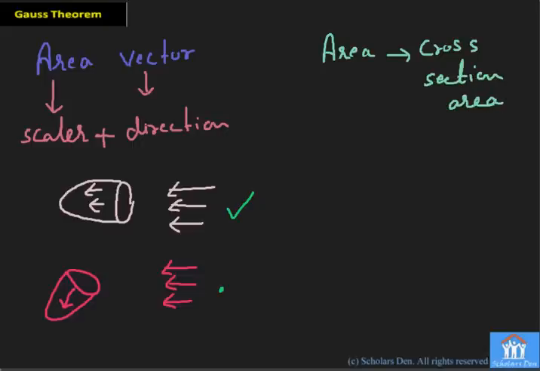Now what exactly does cross section area mean? It is the area through which the water will come. The second point is what will be the direction of it, because we are saying area vector, so it also has a direction. The direction of the area vector is always perpendicular to the cross section area. Now let's assume these three different cases.